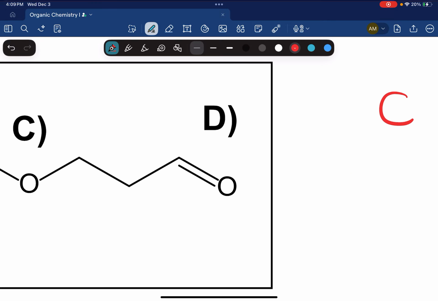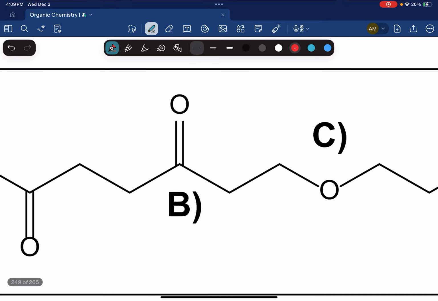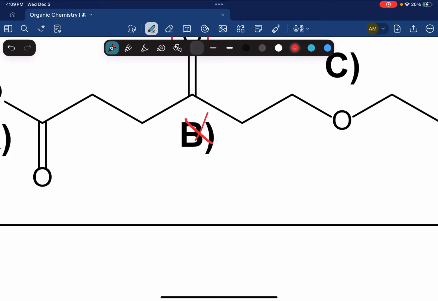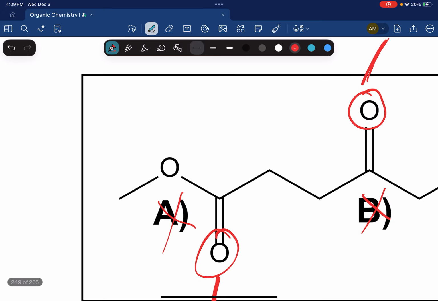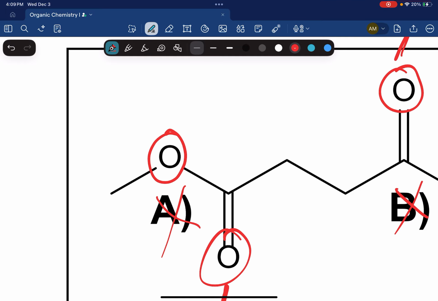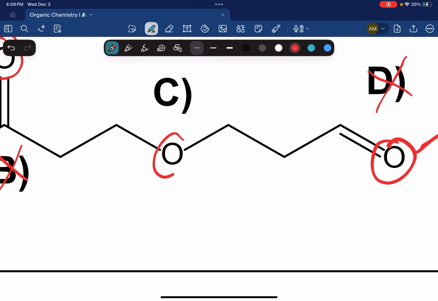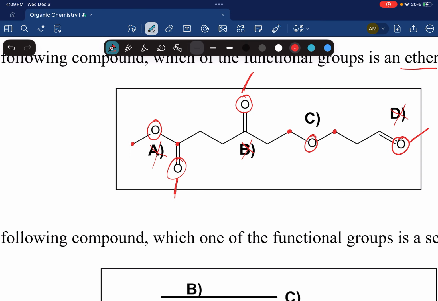So let's look. Here's an oxygen. We're missing a carbon. Can't be D. Oxygen. Where's the carbon? Can't be B. Oxygen. Missing a carbon on the other side of it. Okay. We have an oxygen, carbon here, carbon here. So now let's think. Out of these, which one could it be? Because technically they're all meeting the requirements.